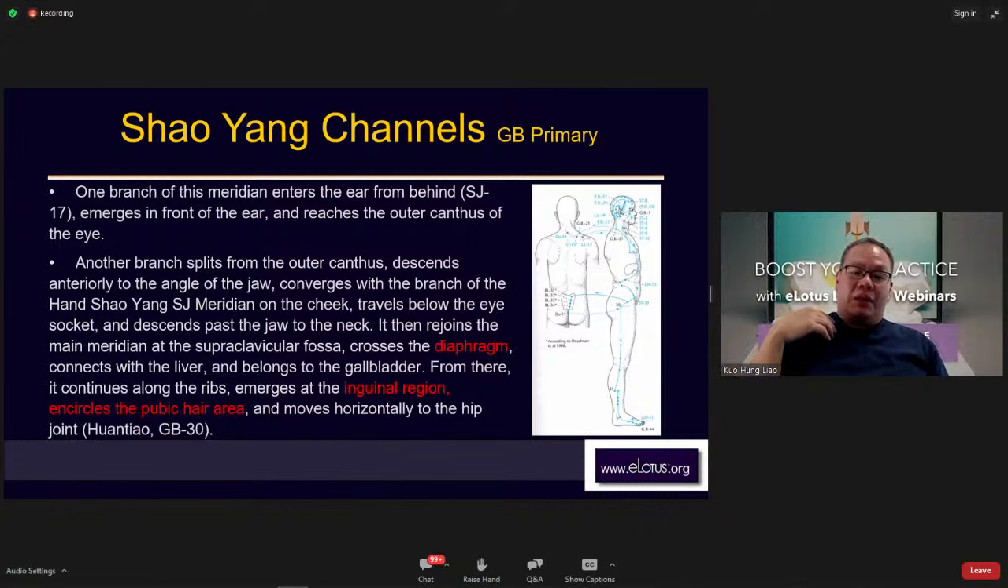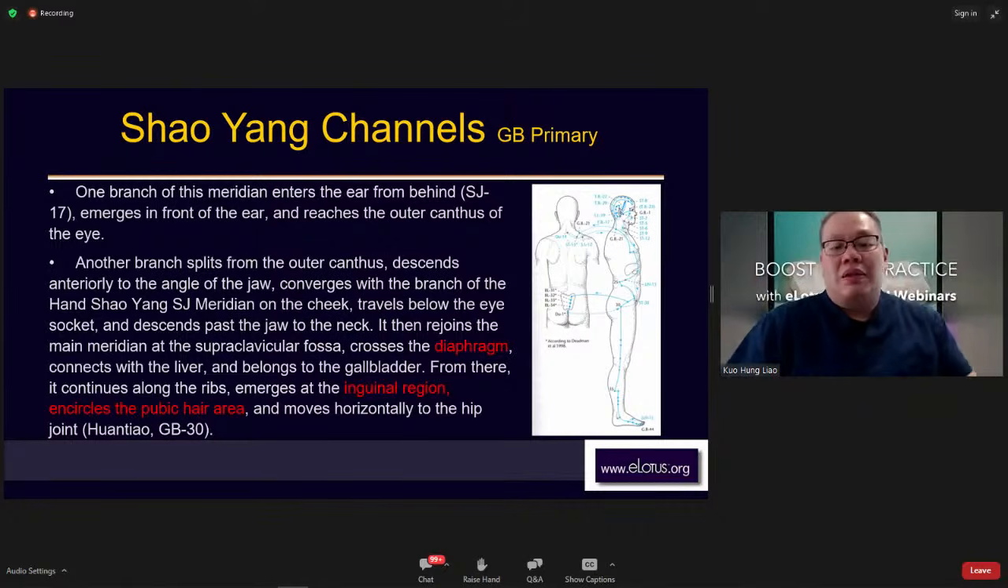And it crosses the diaphragm, connects with the liver, and belongs to the gallbladder. And from there, it continues along the ribs, and emerges at the inguinal region. So basically, when you go down, it goes to the tension close to the junction of the pubic, the front side. And not just the front side, you also go to the back side, to the sacral area. So the tension on the body goes down to the front side of the pubic junction and goes back to the sacrum, which is the other side of the pubic junction. Okay.